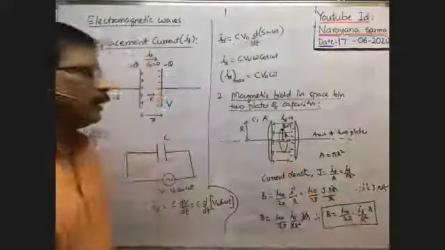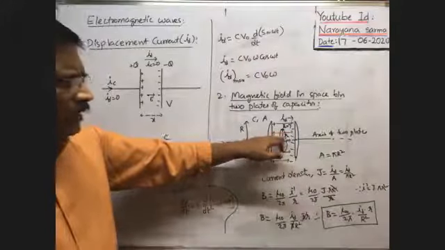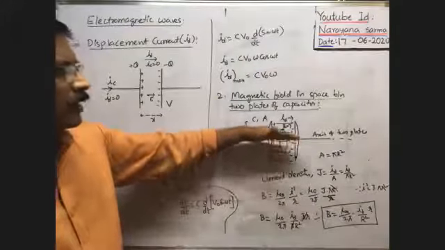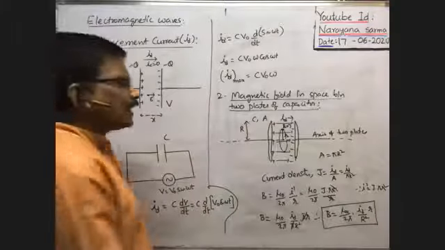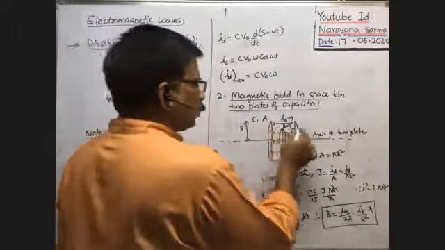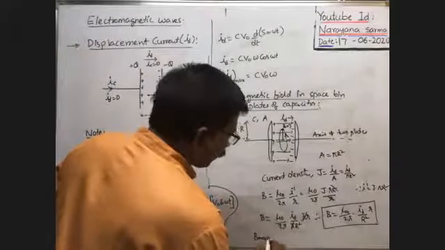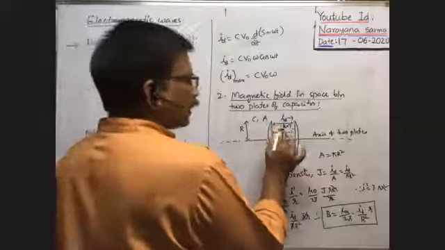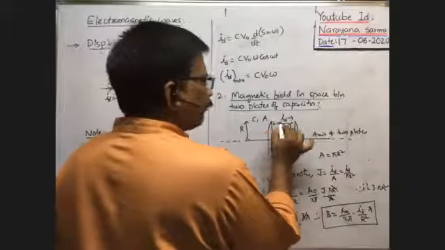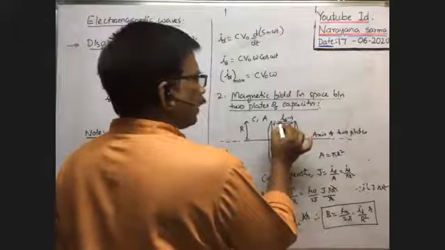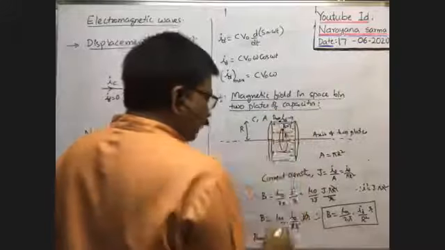This is the formula for magnetic induction at a point which is at a distance r between the two plates of the capacitor from the axis due to displacement current. What is the maximum magnetic induction developed between the two plates of the capacitor? B max, the maximum magnetic induction developed. Whenever r is maximum, the magnetic induction is maximum. That means at the periphery of the plates, magnetic induction becomes maximum.